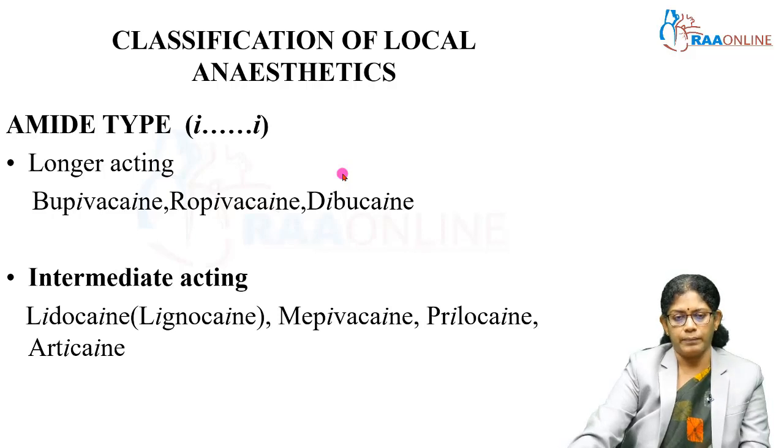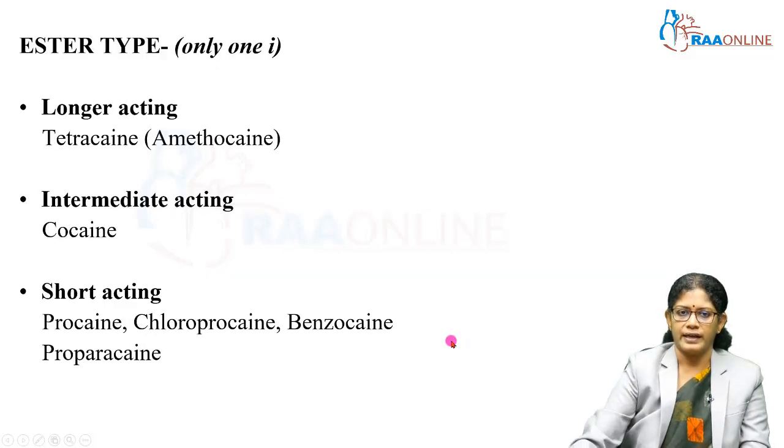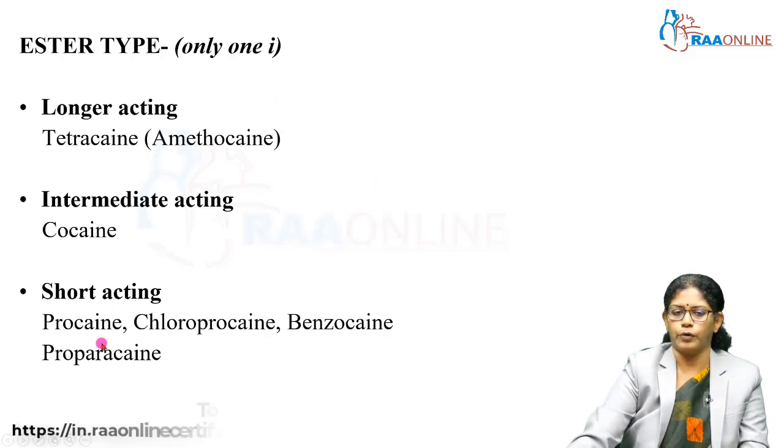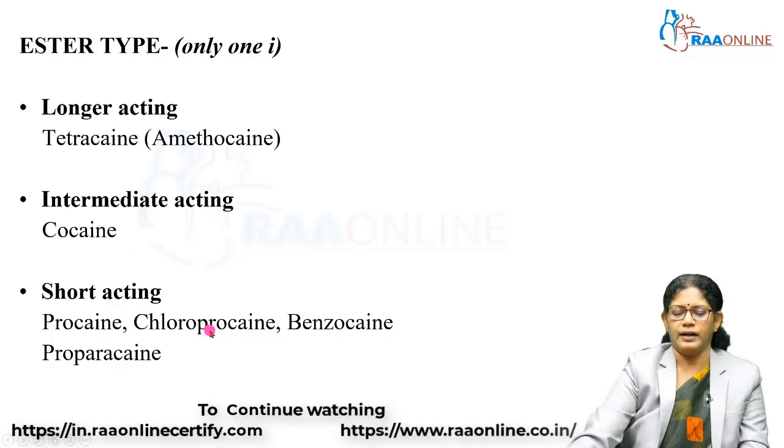For your remembrance, amide type local anesthetics are longer acting, and in their names they will have two i's in their spelling: bupivacaine, ropivacaine, dibucaine, lidocaine, mepivacaine, prilocaine. In the ester type, they will have only one i in their spelling: tetracaine, cocaine, procaine, chloroprocaine.